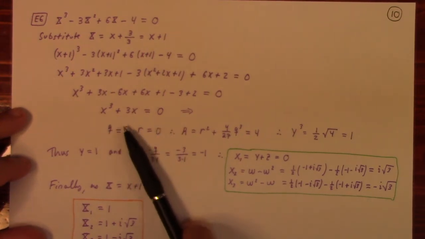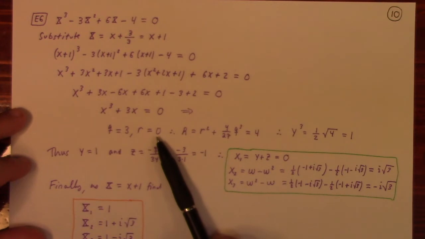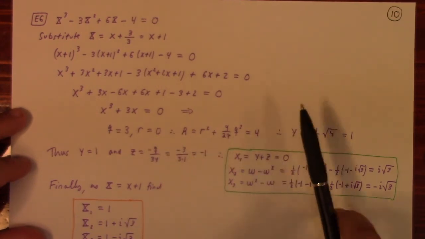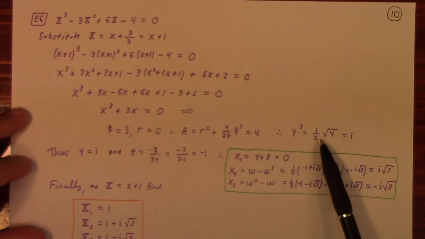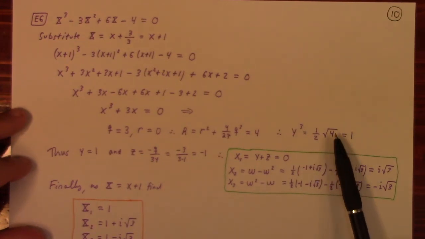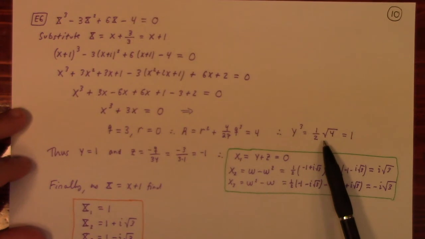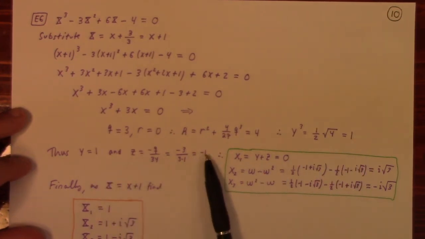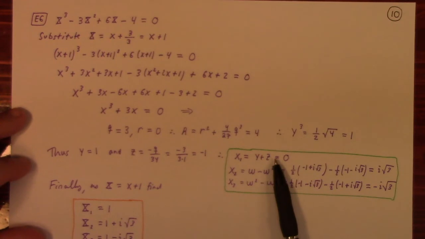So we have q equals 3, r equals 0, and that makes the big R equal to 4. So y cubed is one half times minus r plus the square root of R, right? But the little r is 0, so it just leaves us one half square root of 4, which is 2 over 2, which is 1. So y equals 1, and z is equal to minus 1. So my first solution, y plus z, is 0.